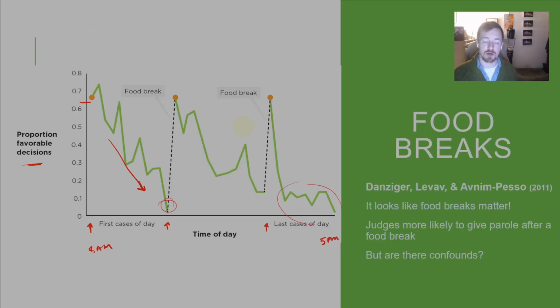So, does this show that food matters when it comes to parole decisions? Sure. How confident are you of that? I don't know, because we're not able to directly manipulate the independent variable here. You can't tell some judges, all right, we want you to not have any food breaks, because that means you're going to have a bunch of people denied parole and have to spend extra years in prison they might not have had if their judge had a food break, right?